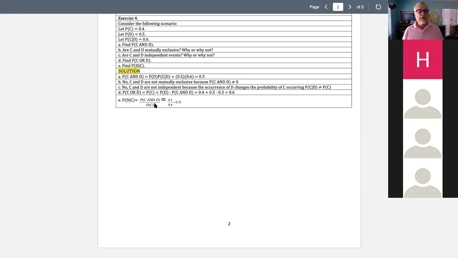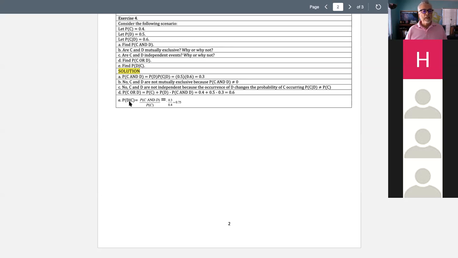And we can do the same thing with the conditional probability of D given C. Notice that if you reverse, in part A here where I've listed the rule, the role of C and D, now you want the probability of D given C. It's, again, the probability of C and D divided by the probability of C. This is actually the definition of conditional probability.